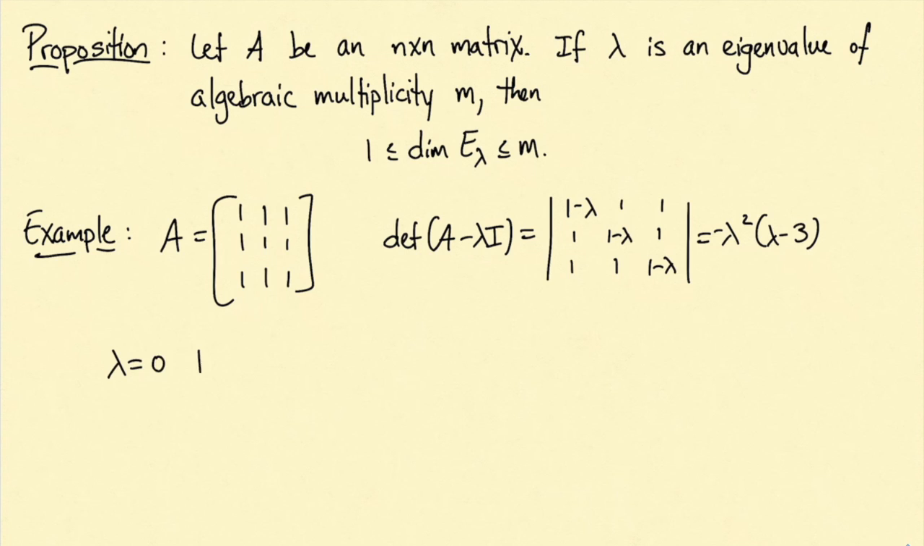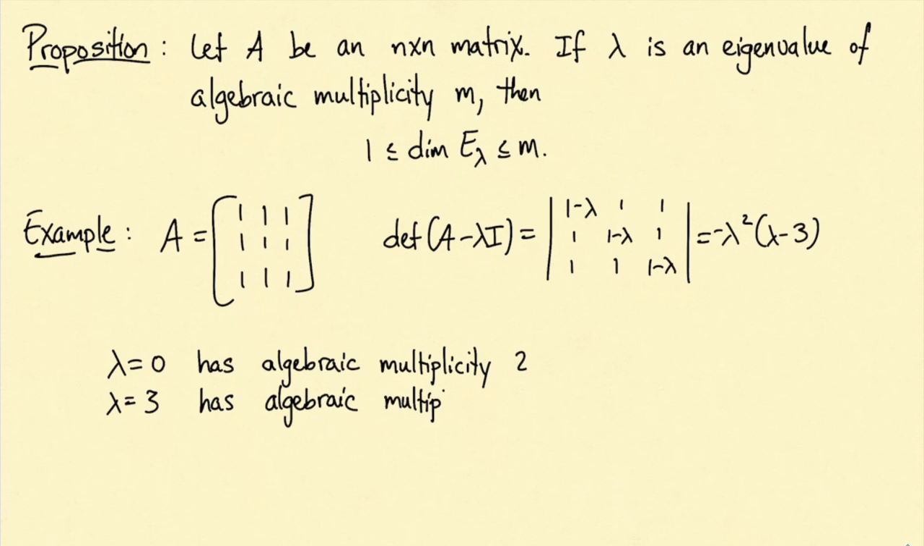This matrix has two eigenvalues. They are 0, which has multiplicity 2, and 3, which has multiplicity 1. The proposition tells us that the geometric multiplicity of 0, or the dimension of the eigenspace E0, is bounded between 1 and 2. Since this is an integer, that means it's either 1 or it's 2.